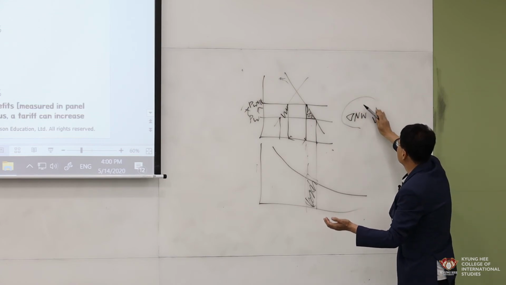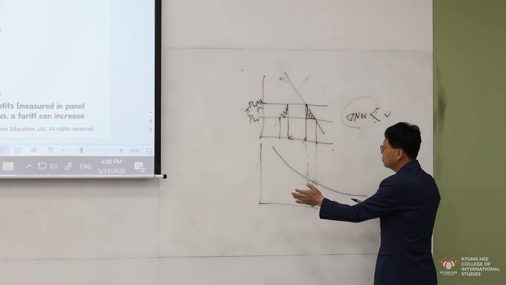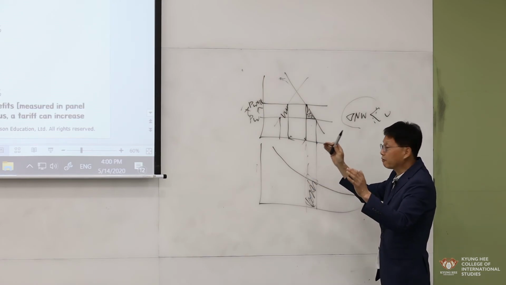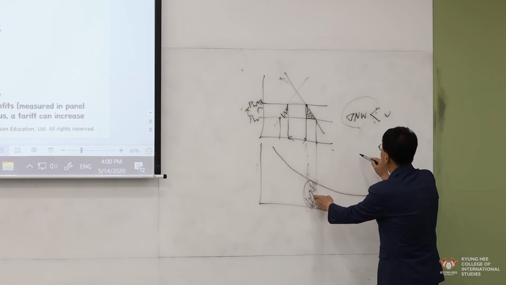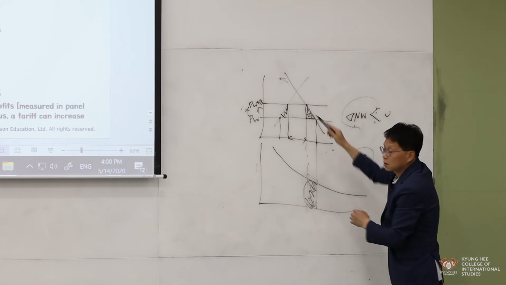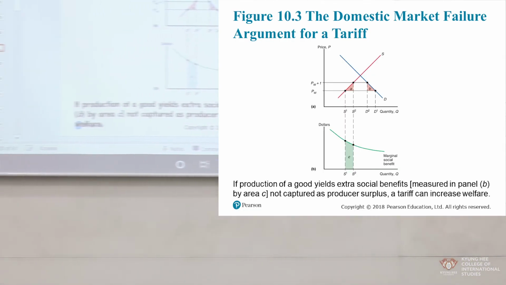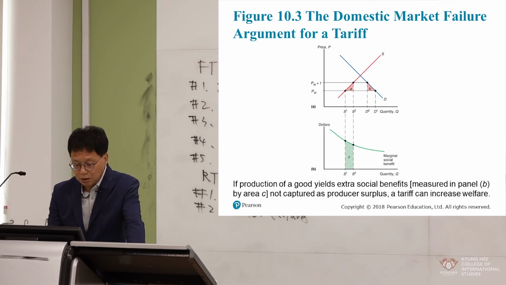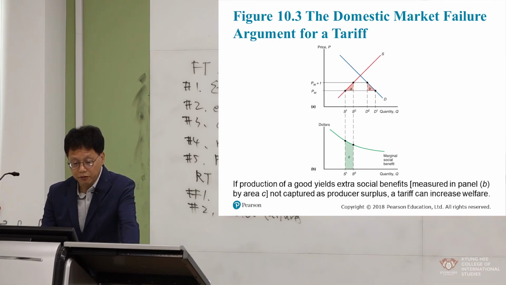Then that is negative, but we didn't consider if market fails, that's everything. But market is not perfect. Market fails, then this kind of increasing consumers' benefit, in this area C, this C is greater than the decrease of this one plus this one when market fails. Okay? That is figure 10.3. If production of goods yields extra social benefit measured in panel B by area C, not captured as a producer surplus, a tariff can increase welfare.